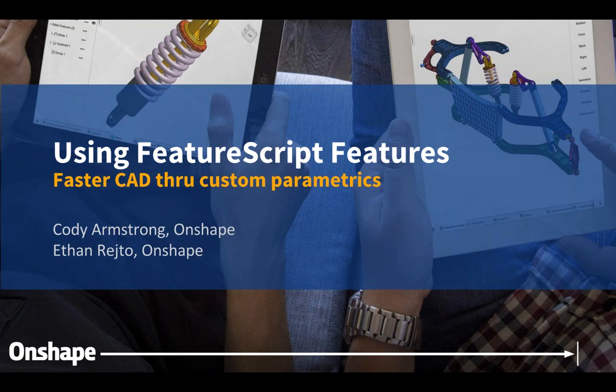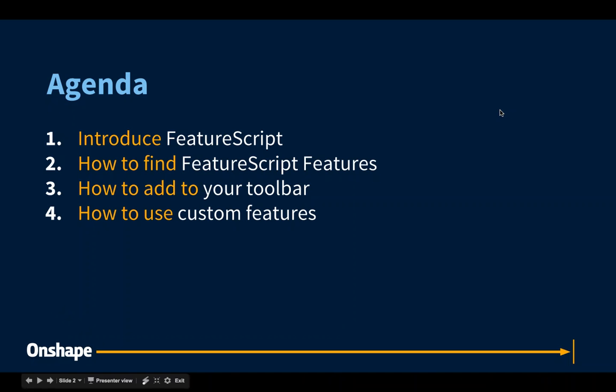So, getting into the topic, one of the first things I want to get into is, of course, what we're going to cover here today. I've already briefly mentioned it, but of course, introducing everyone to FeatureScript. I want to show you what FeatureScript is, go over at a high level how you might use it and why it makes a difference. And then I want to go over how to find FeatureScript features. So if you want to add one of these features to your toolbar, if you want to start using them, I'll walk you through that process. So we'll walk you through adding it to the toolbar, and then also, of course, using the custom feature.